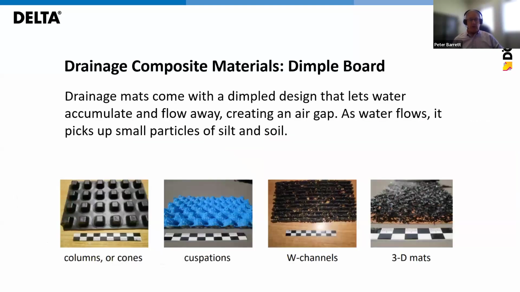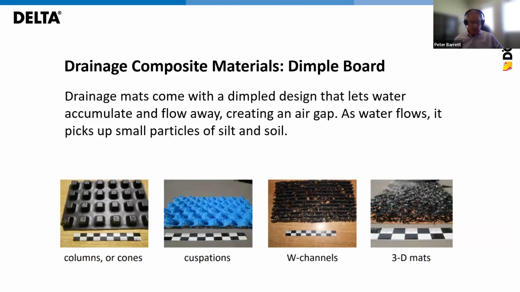There's a bunch of different things that drain boards on the market are made from. Drainage mats, a drainage board or a drainage mat helps water flow away from the foundation, but without it, water can stay trapped against the concrete, hence that hydrostatic pressure we spoke of earlier. Drainage mats can come with a dimple design that lets water accumulate and flow away by the creation of an air gap.